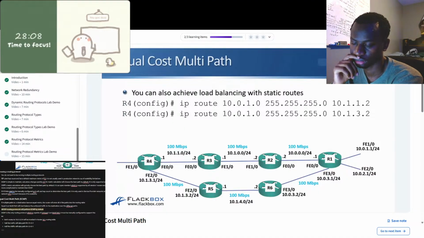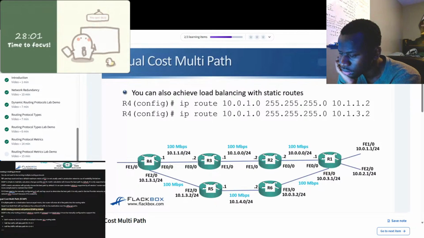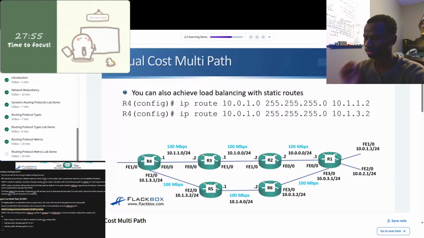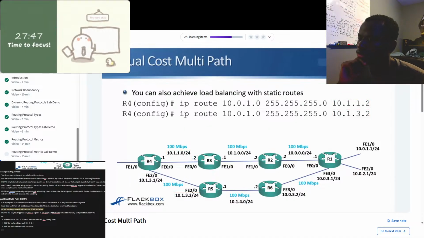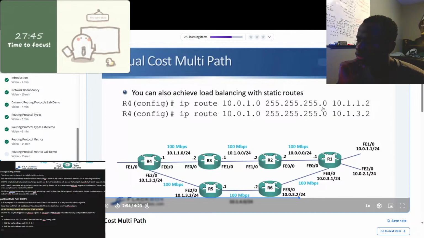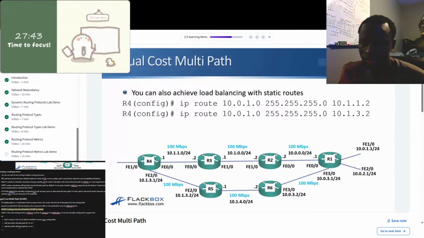You can also achieve load balancing with static routes as well. To do that, just configure two different static routes, both for the exact same subnet and the same subnet mask, but put in two different next hops. Again, that will install two different routes into the routing table, and traffic will be load balanced over both of them. You can have more than two routes if you wanted to. If you put in three routes, it would load balance over all three.